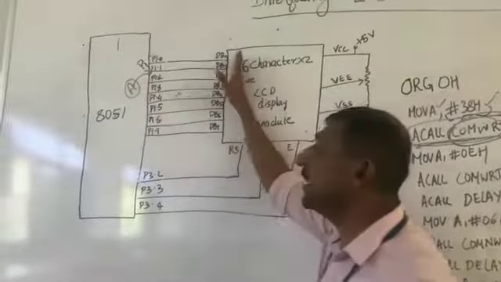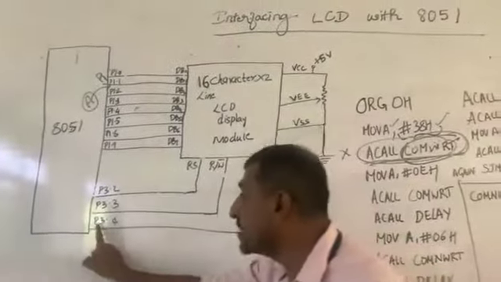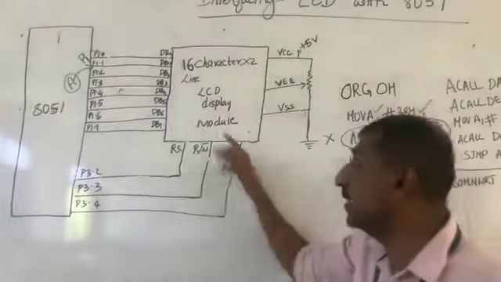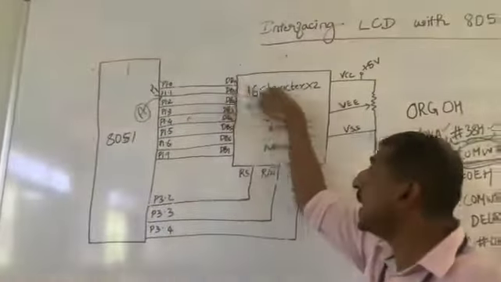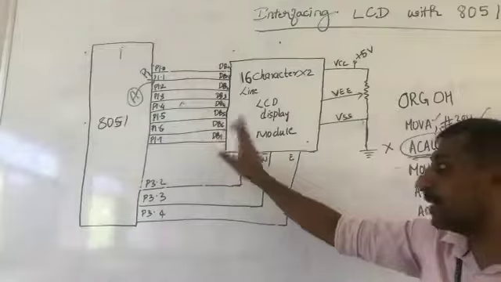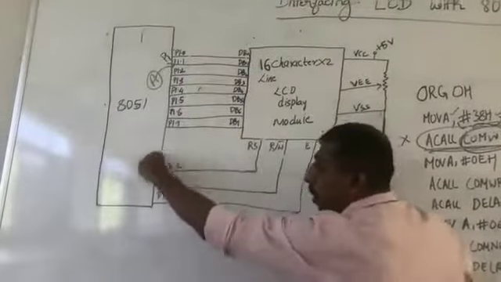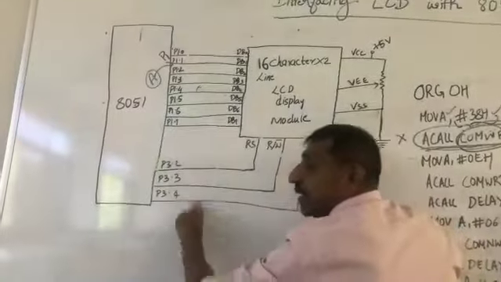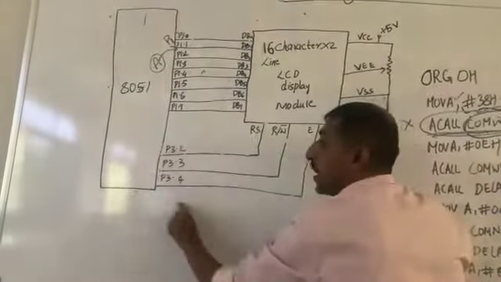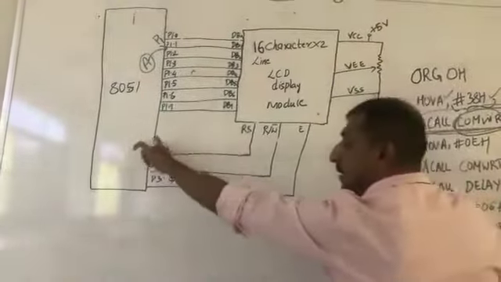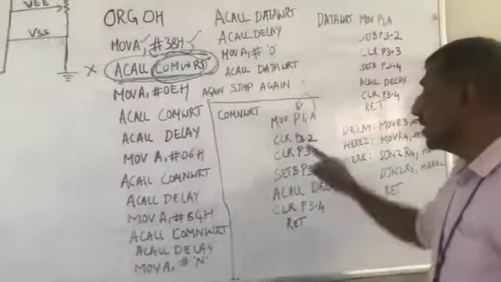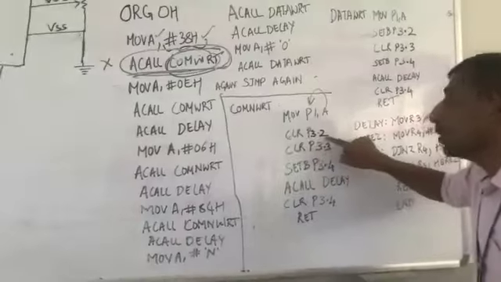So when I put this into port 1, the data 38H is here. Has it traveled here? No, not yet. Unless you enable this signal, this data will not be accepted by DB0 to DB7. Therefore, once you are ready with your data, you should configure these three command lines, these three control lines. Okay. So what you do here is you clear P3.2.